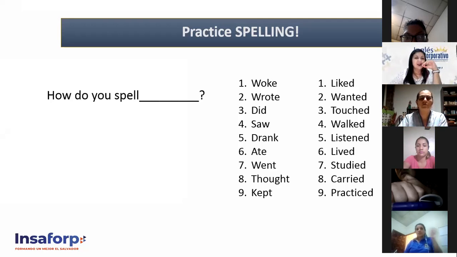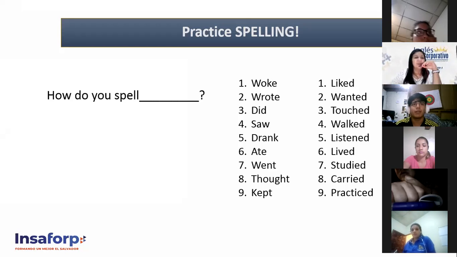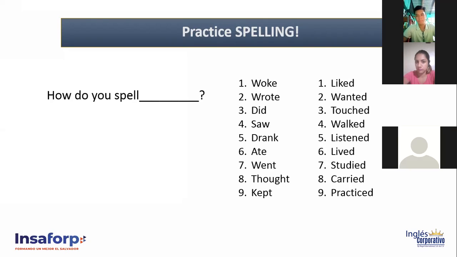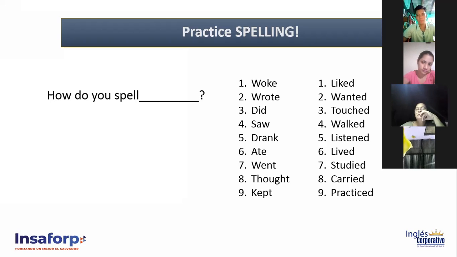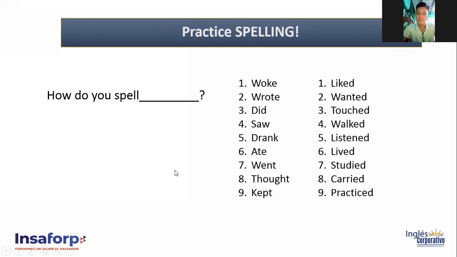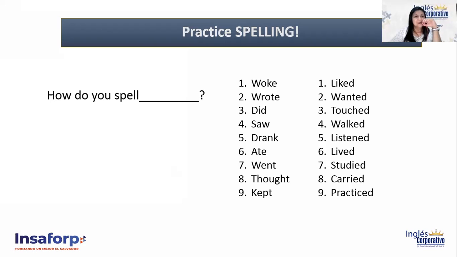Number four. S A W. Excellent. Number five. D R N K. Excellent. Number six. A T E. Good job, Fatima. Number seven. W E N T. Thank you so much. Number eight. T H O U G H T. Thank you so much. And number nine. K E P T. Exactly. So these ones are regular or irregular verbs?